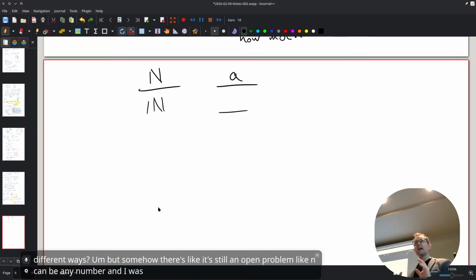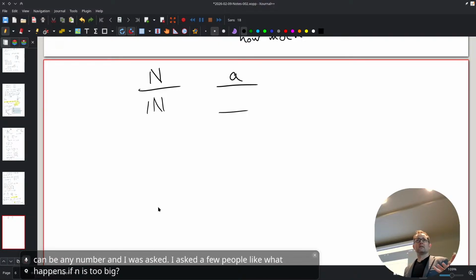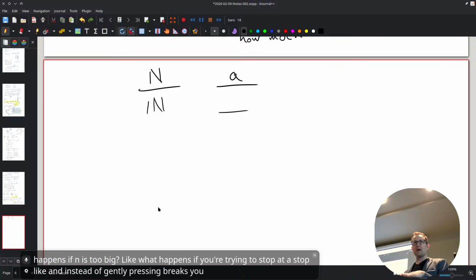And I asked a few people, what happens if N is too big? What happens if you're trying to stop at a stoplight and instead of gently pressing brakes, you jam on the brakes?